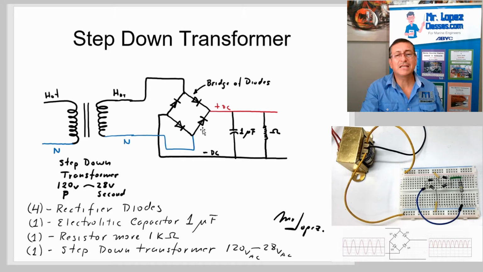The position is critical. If you connect the diodes in the opposite direction, you never rectify the current. And pay attention to how I am going to connect my terminals. The hot will be connected to one diagonal and the neutral to the opposite diagonal. And in the output, I have DC.